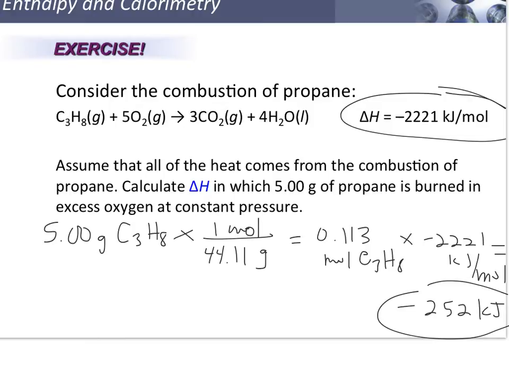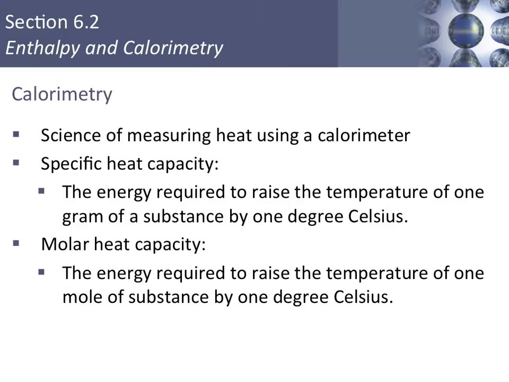In sections 3 and 4 of this chapter, we will take a look at where this value comes from, this enthalpy change in kilojoules per mole, and we'll talk about how to calculate it. Next, let's talk about calorimetry. In first year chem, you did a calorimetry experiment where you found the specific heat capacity of an unknown metal, so you should be somewhat familiar with this concept.